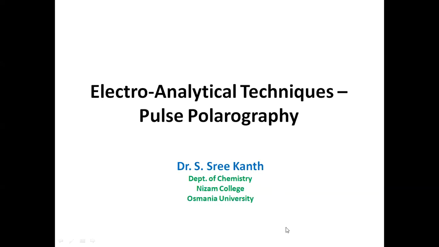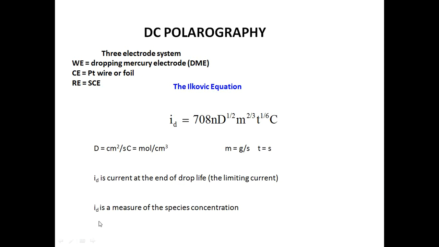Hello everyone. Today we'll be talking about pulse polarography, which is an electroanalytical technique. We have already seen DC polarography, where we talked about the dropping mercury electrode, the 3-electrode assembly, and the Ilkovic equation, where we said that the diffusion current is directly proportional to the concentration of electroactive species.